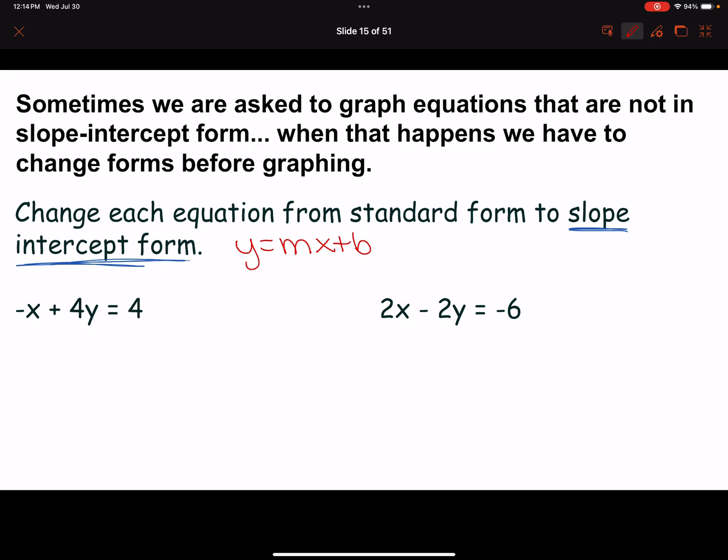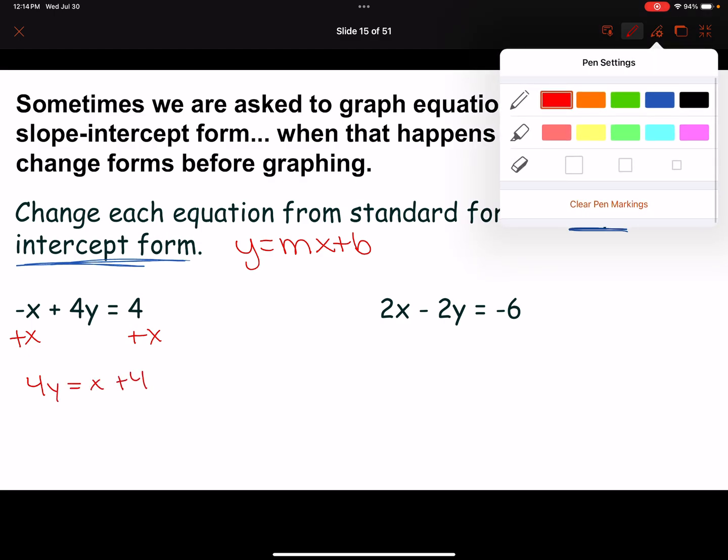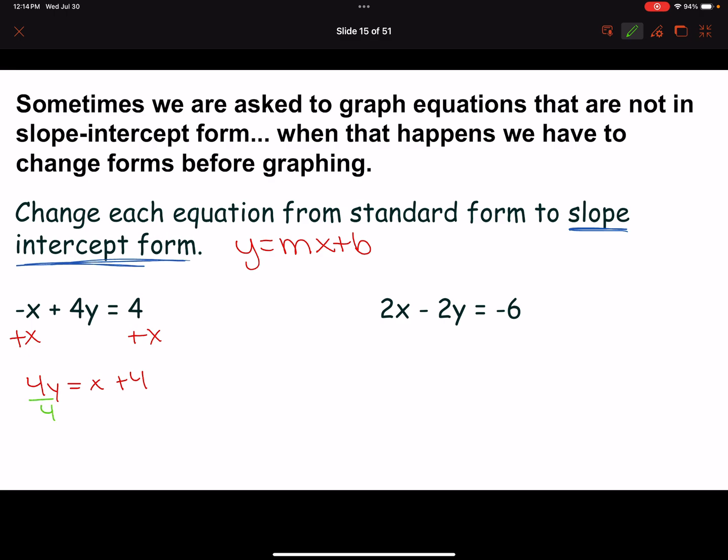I would recommend pausing and trying this yourself. Here are the answers. So we're going to get y alone. We add x to both sides. Now I have 4y equals x plus 4. Then we have to get rid of 4, so we divide, divide, divide.